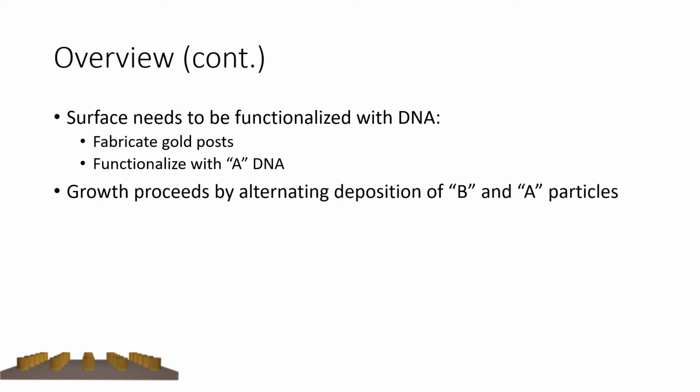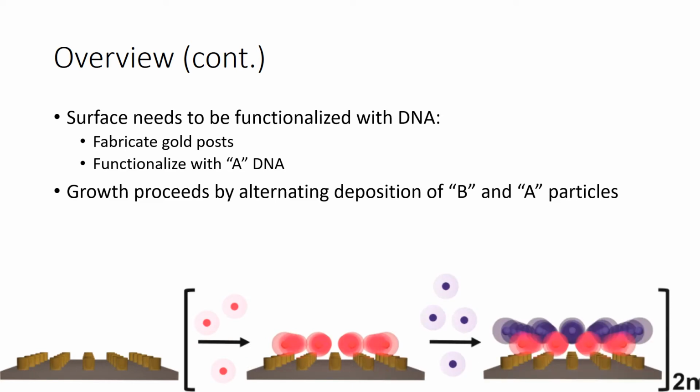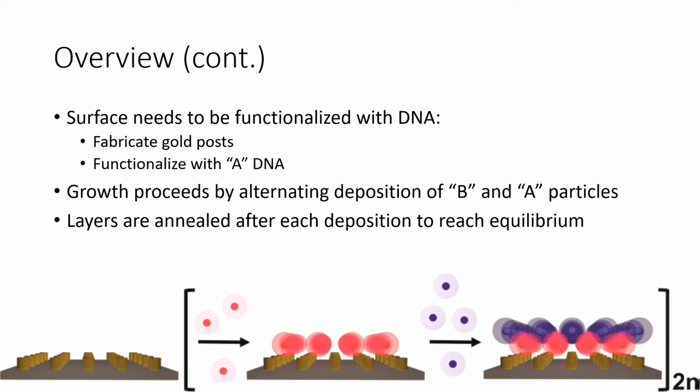Growth off the substrate then proceeds by alternating deposition of B and A-type nanoparticles. The A particles serve as a template during the deposition of the B nanoparticles, and vice versa. After each deposition, the layers are annealed in order to reach equilibrium. In this case, the equilibrium configuration is a cesium chloride structure.